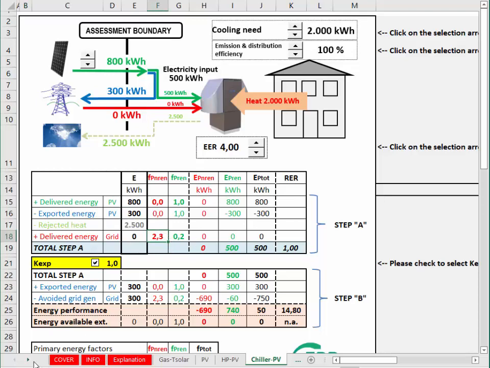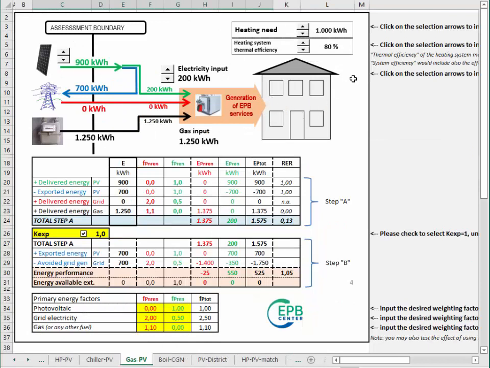The next example is about a boiler with PV panels. The diagram lets you take into account an efficiency of your heating system. So the heating need here is 1000 kilowatt hours, and with the heating system thermal efficiency of 80%, you need 1250 kilowatt hours of gas as an input of the boiler, plus some auxiliary electricity input. That's what is represented in this diagram. The auxiliary energy can be supplied by the grid or by the PV panels.